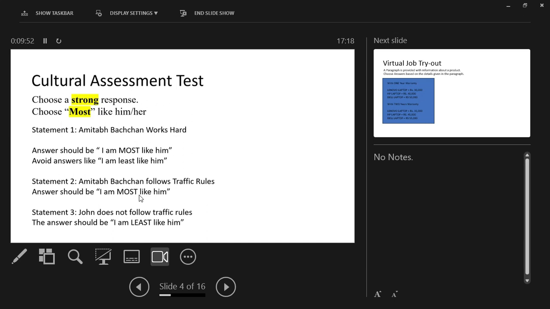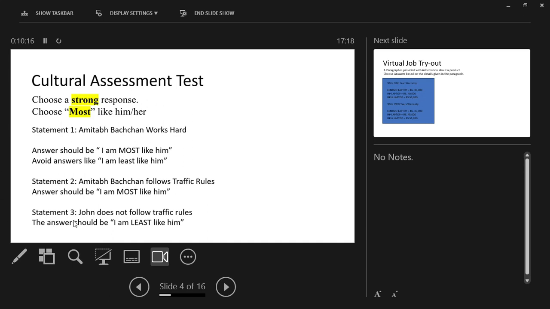I am less like him, sometimes I follow, sometimes I don't follow. I am more like him, it means that I follow probably 80% of the traffic rules. 80% of the time I follow traffic rules, but 20% I don't. If I choose I am most like him, it just means that I am 99.9% following all the traffic rules, just like Amitabh Bachchan.